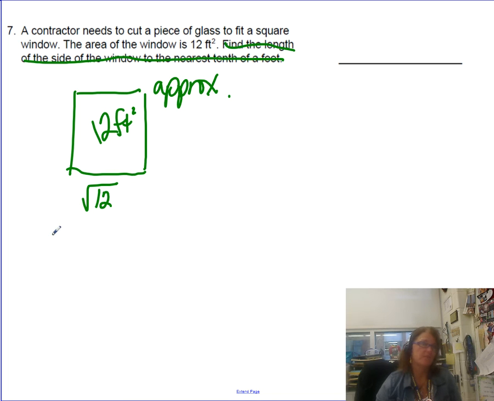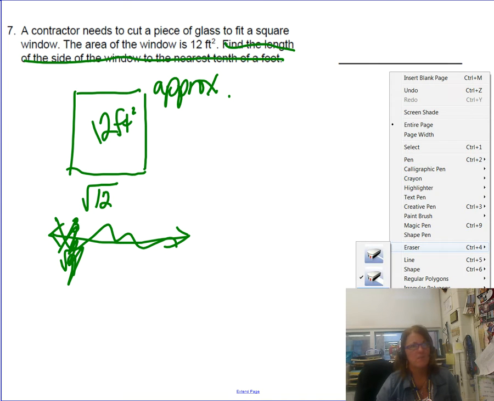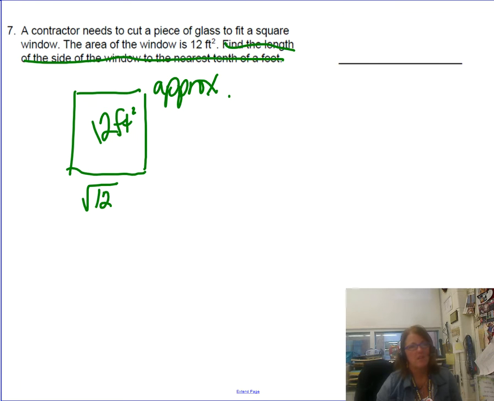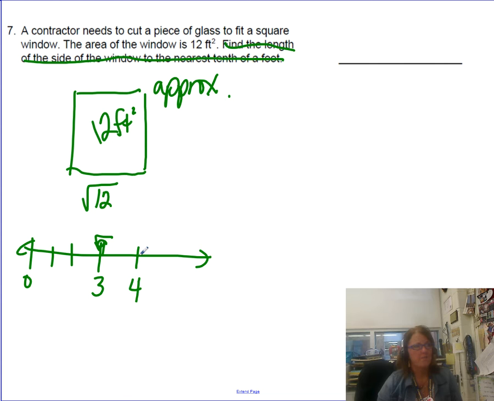12 is not a perfect square. Let me show you something here. The square root of 9 would be exactly 3. Actually, let me write that the other way around. I had to get my eraser out, because I always like to have the actual number on the bottom, and then I'll put that square root estimate on top. So here's our number line. Zero is down here, 1, 2. So here's 3. 3 is the same as the square root of 9. 4 is the same as the square root of 16.